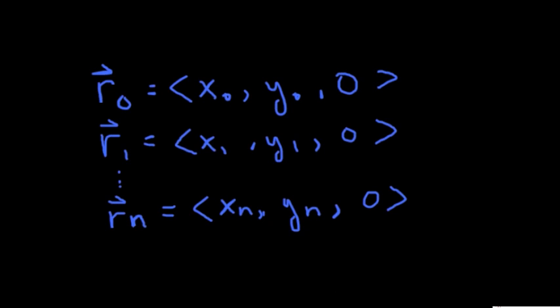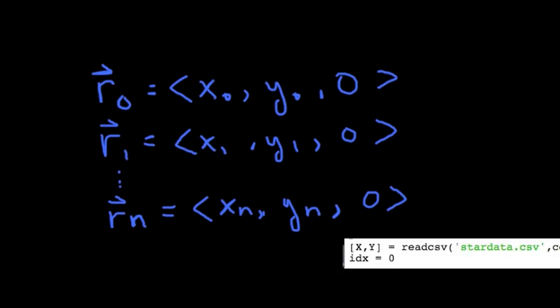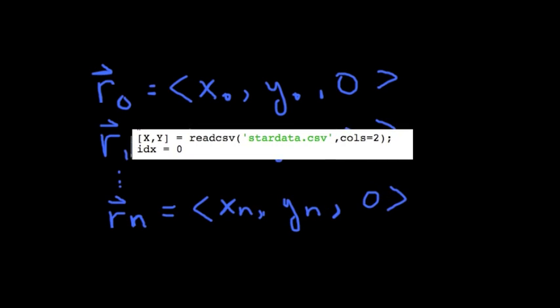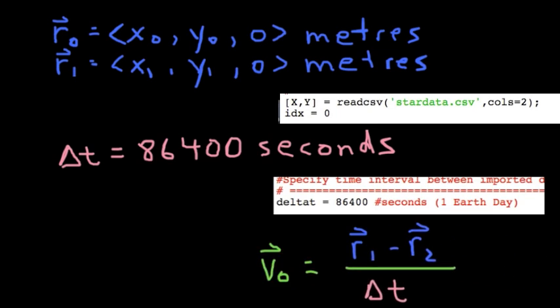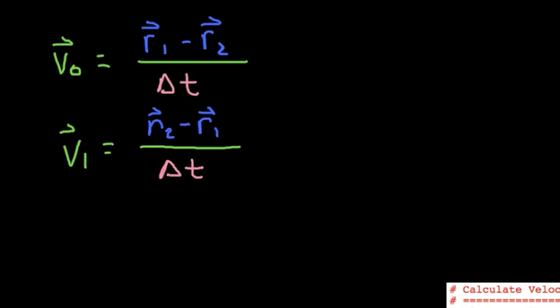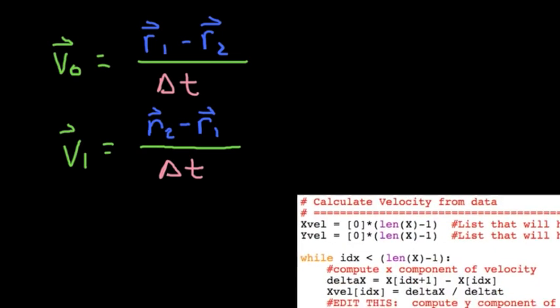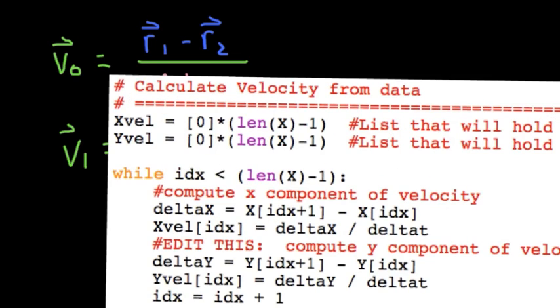This positional data is read by the Python program and stored into two Python lists, one list for the x component and the other for the y component. The positional data, together with delta t, can be used to calculate velocity. The velocity is calculated for successive star positions inside a while loop. The x and y components of velocity are also stored inside Python lists.